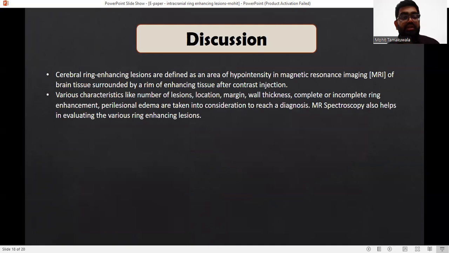Cerebral ring enhancing lesions are defined as an area of hypointensity in MRI of brain tissue surrounded by a rim of enhancing tissue after contrast injection. Various characteristics like number of lesions, location, margins, wall thickness, complete or incomplete ring enhancement, and perilesional edema are taken into consideration to reach a diagnosis. MR spectroscopy also helps in evaluating various ring enhancing lesions.